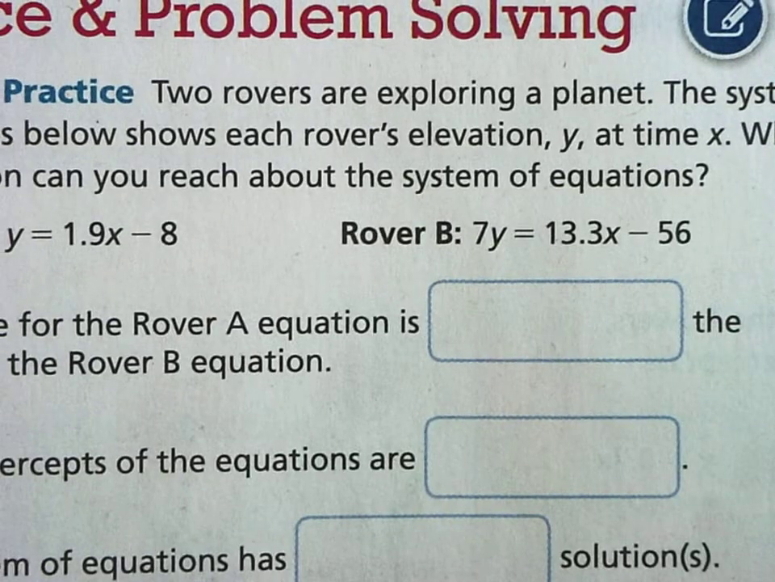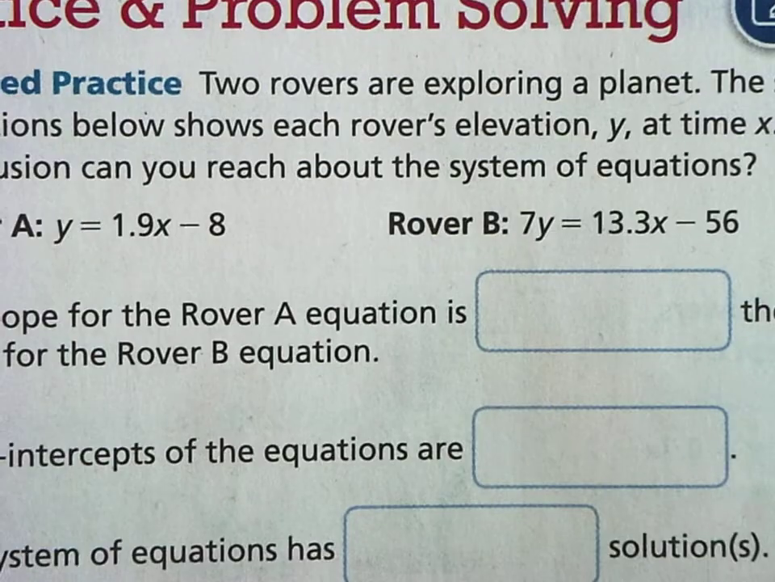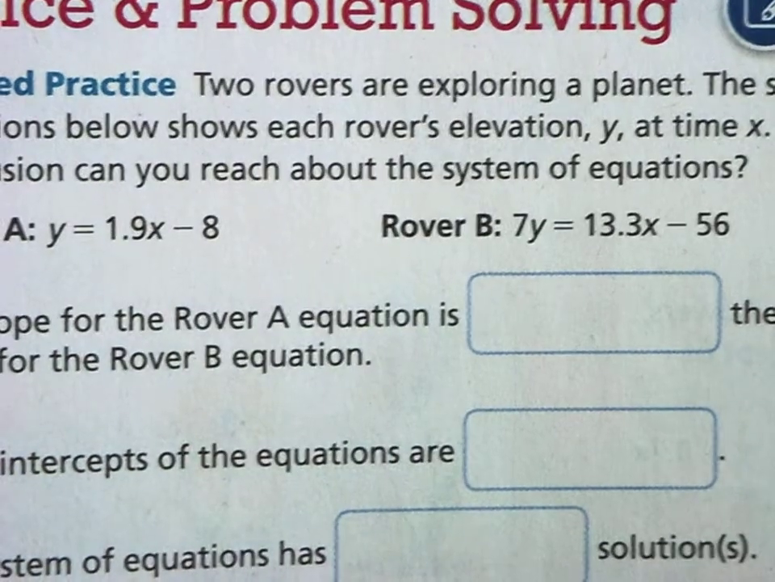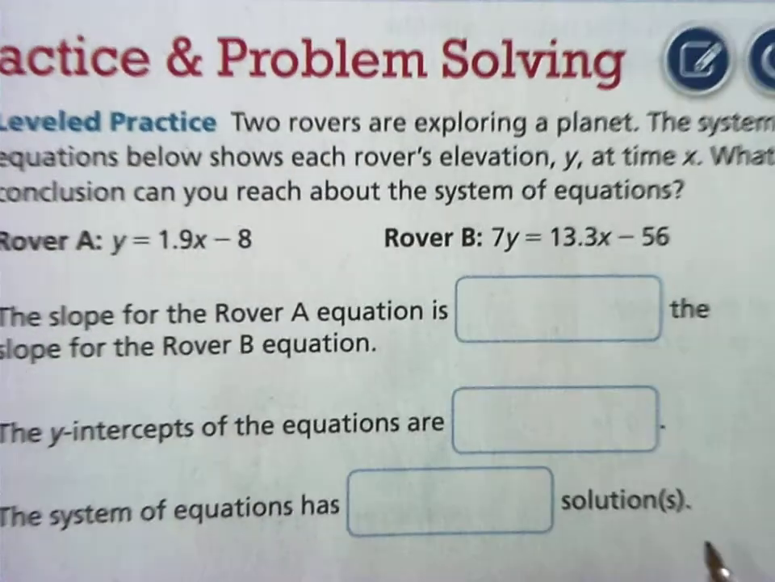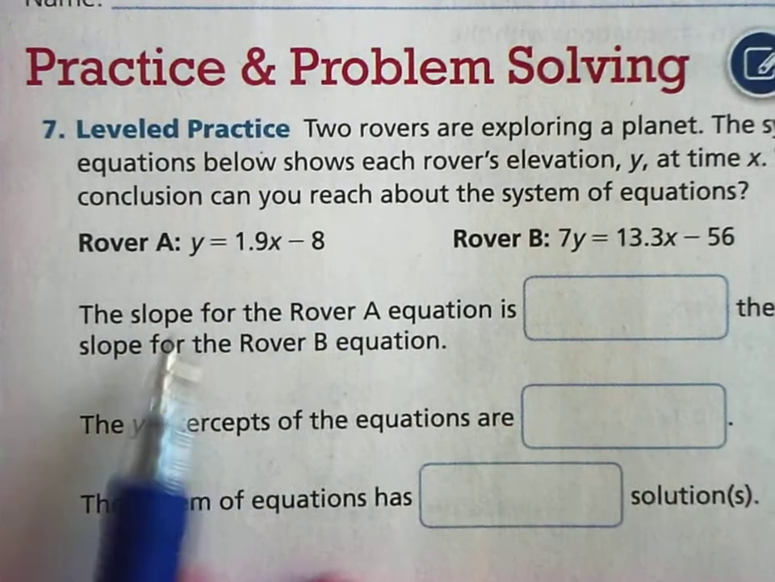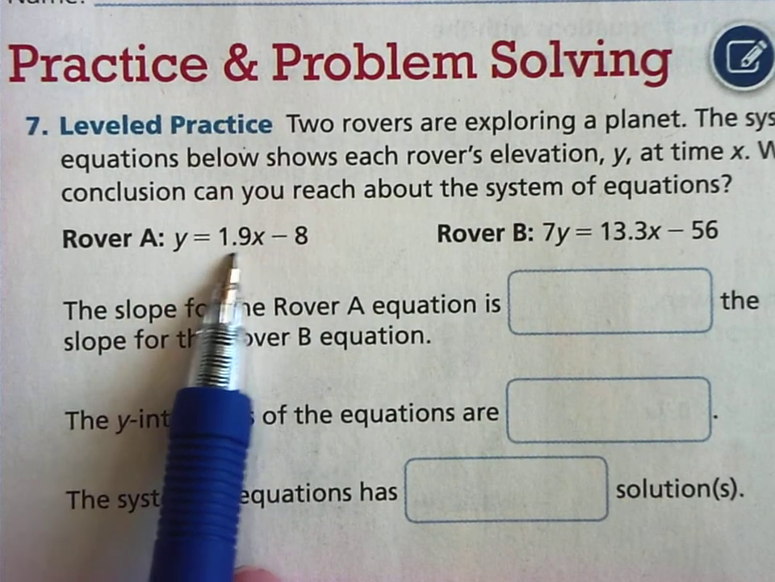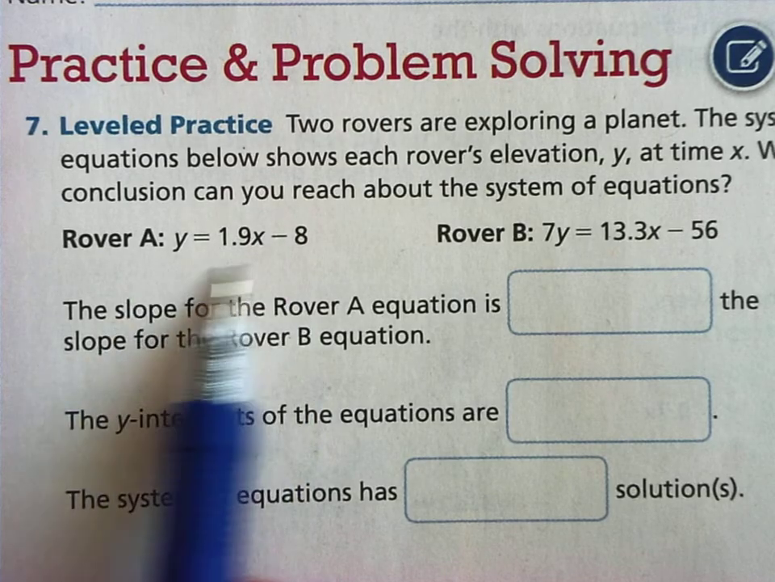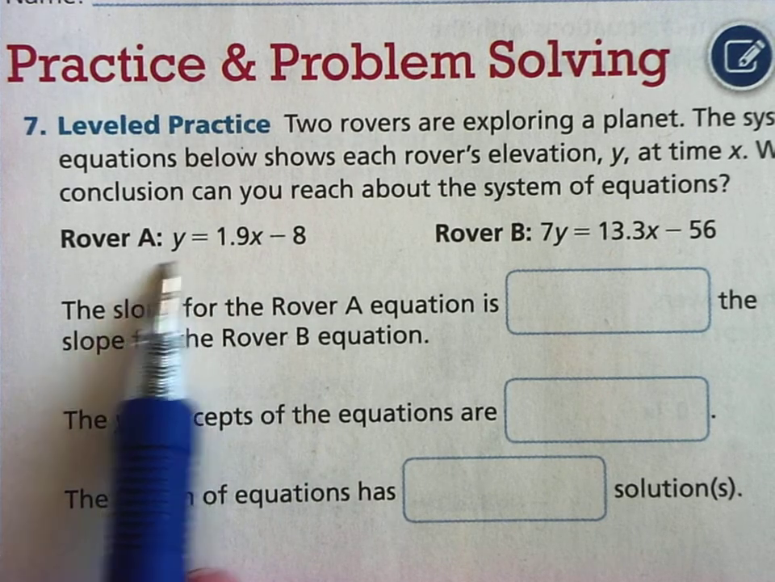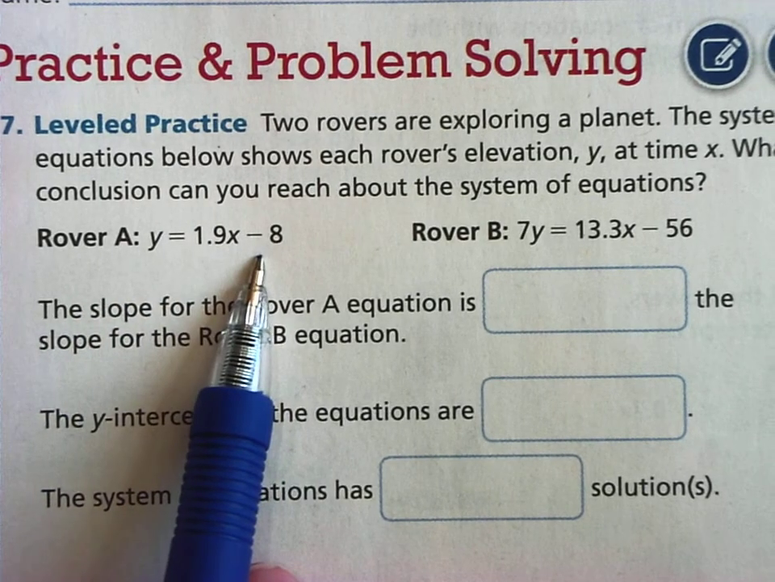Okay, so let's actually solve a few of these and see what we're looking at. Let's solve, and then we can compare the slopes and the y-intercepts. Okay, so we have two rovers out in space. Rover A is this equation. So now take a look at it. y equals 1.9x minus 8. That is already solved in slope-intercept form, y equals mx plus b. So there's nothing to do there.